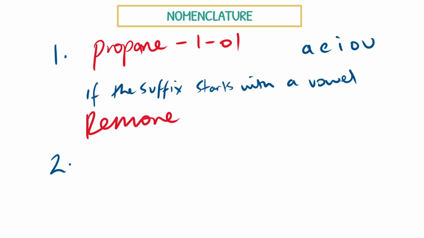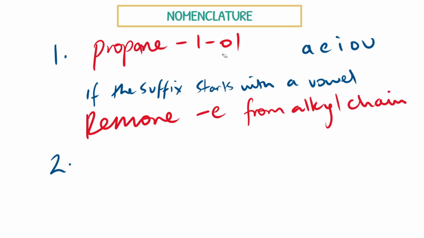Remove the E from the alkyl chain. Okay, so let's look at some examples. Let's go back to our propane 1-ol. What is the starting letter of our suffix? Our alcohol group is a vowel. All good to go there. So we're going to get rid of the E, right? So it's going to be propan-1-ol.